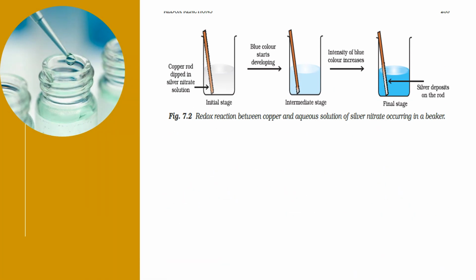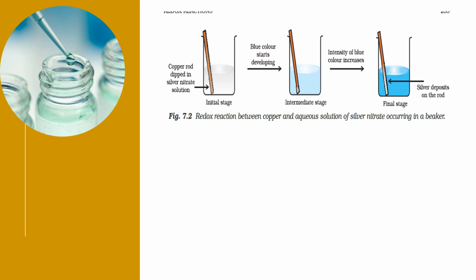Okay, so let's see the next case. If you use copper metal, here you can see in this picture a copper rod dipped in silver nitrate solution. The copper rod is in red color and the silver nitrate solution doesn't have any color, but blue color starts developing. How? You can see in the intermediate stage the solution becomes a little bit blue. Now the intensity of blue color increases. Here the solution develops blue color due to formation of Cu plus 2 ions.